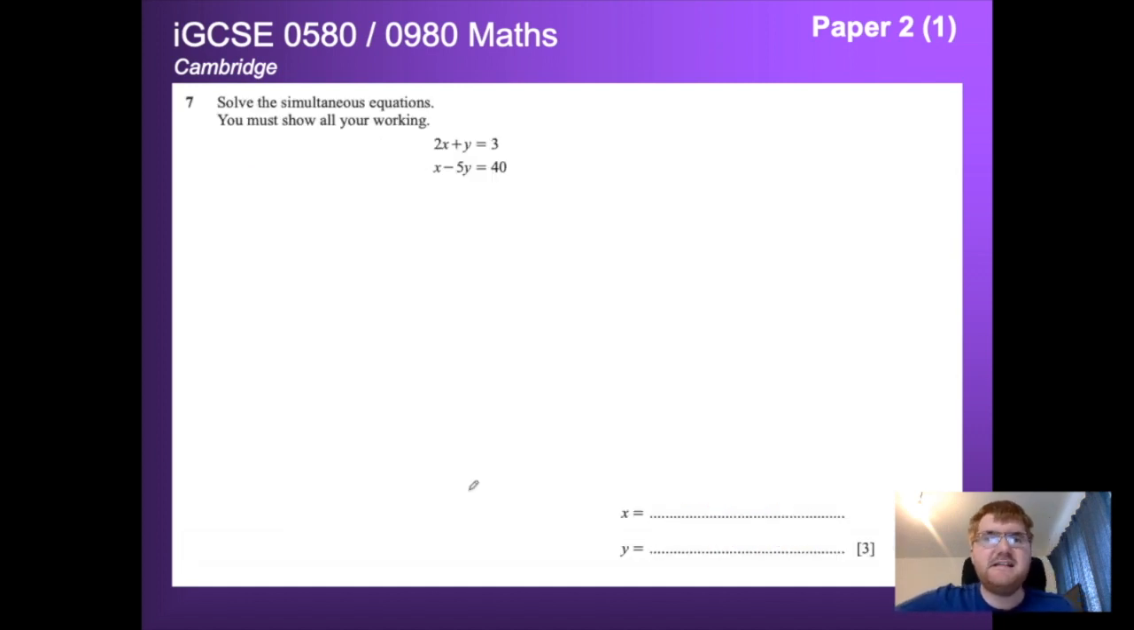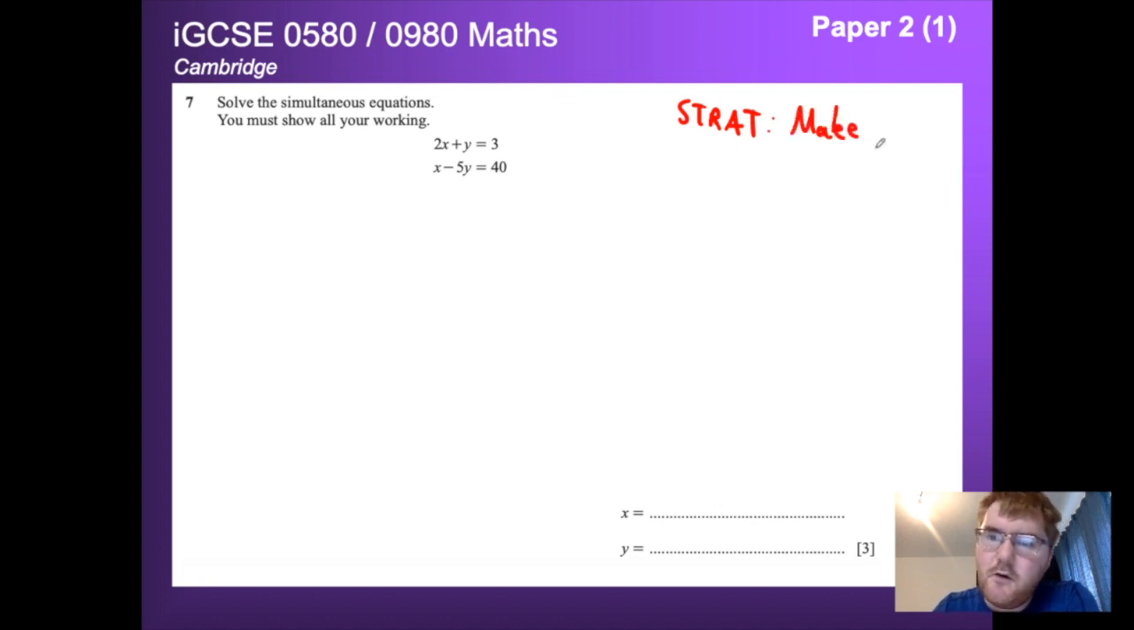Okay, and we have a simultaneous equation, classic iGCSE question. So the key thing, whenever we get simultaneous equations at iGCSE, is this is our strategy. So I'm going to put strat for strategy, is we need to make the x's or the y's the same number. So 2y, both 4x, etc.